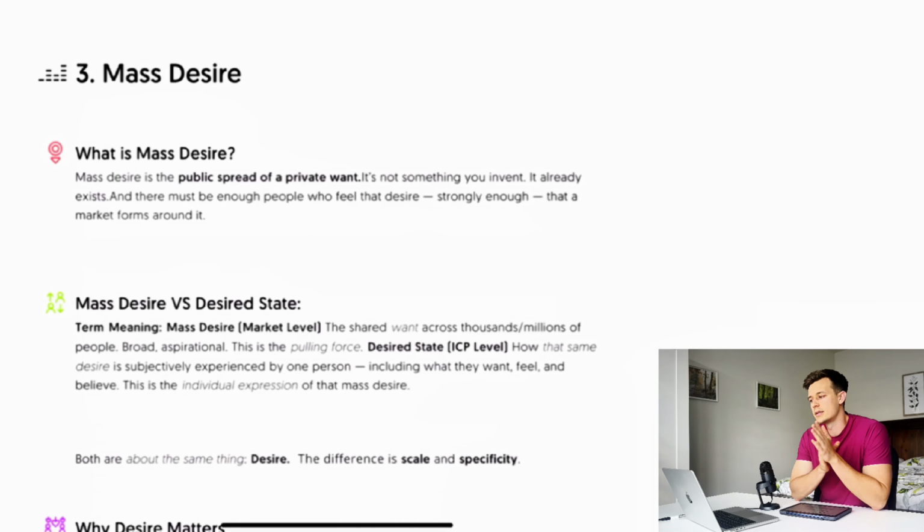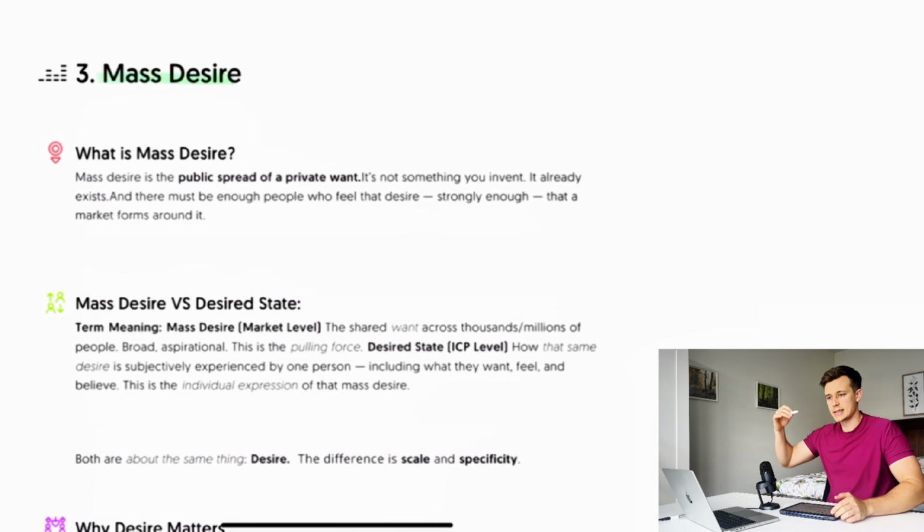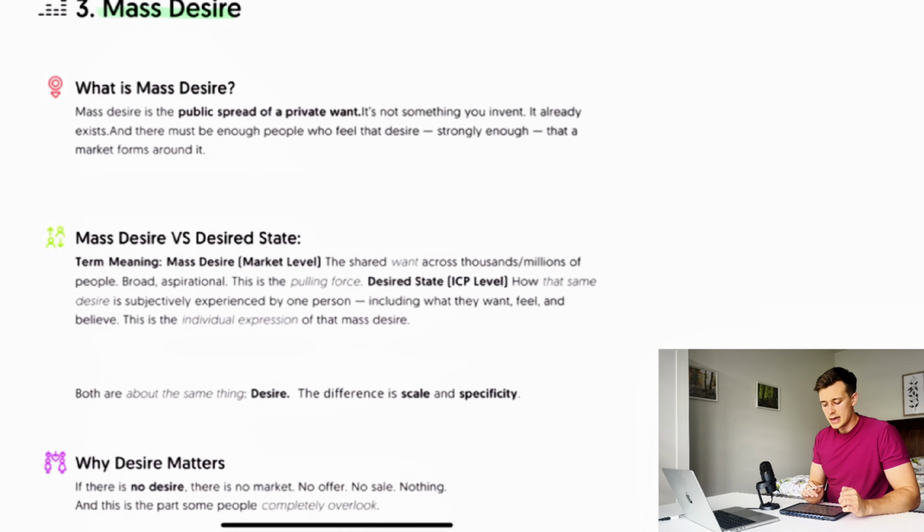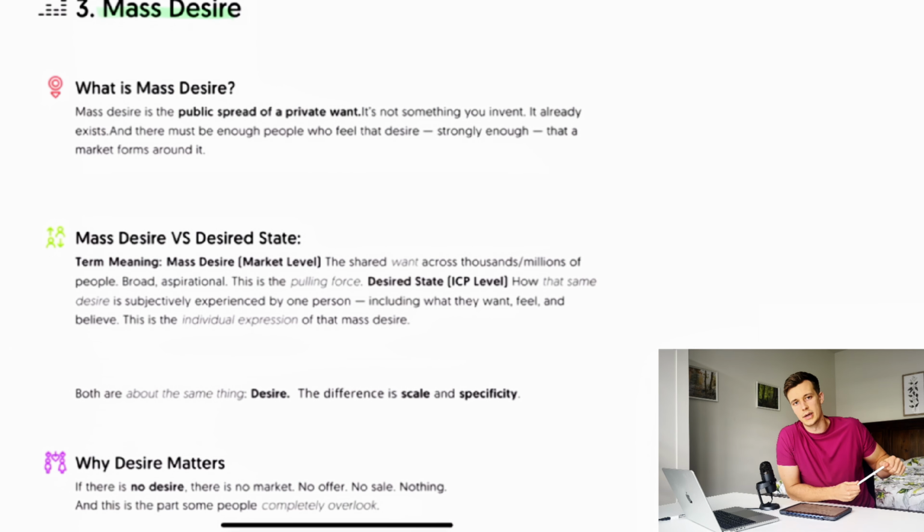All right, this video here is going to be a simple video. We're going to be covering mass desire, okay? So this is the thing at the top of the overview, that top right-hand corner that I was just mentioning in the last video. And this is really the most important thing when it comes to building out the ads that you're going to be running.